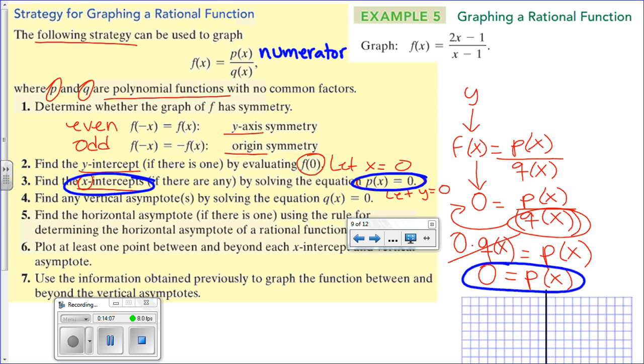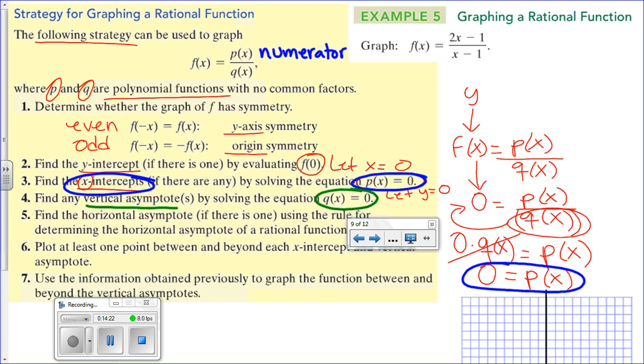Number 4, it says find any vertical asymptotes. So to find any vertical asymptotes, remember, those are the numbers that you exclude from the domain. Or in other words, you take the denominator, equal it to 0, and then you find the x values.